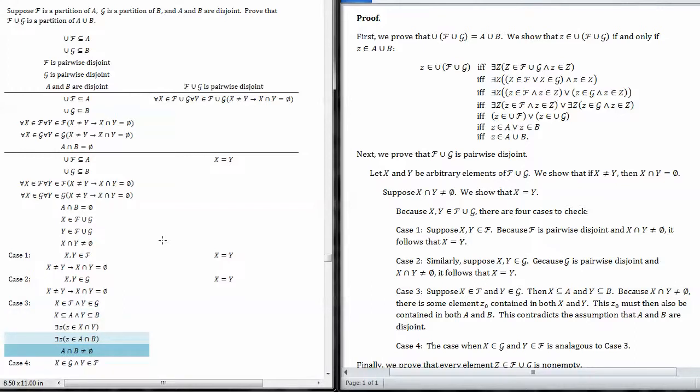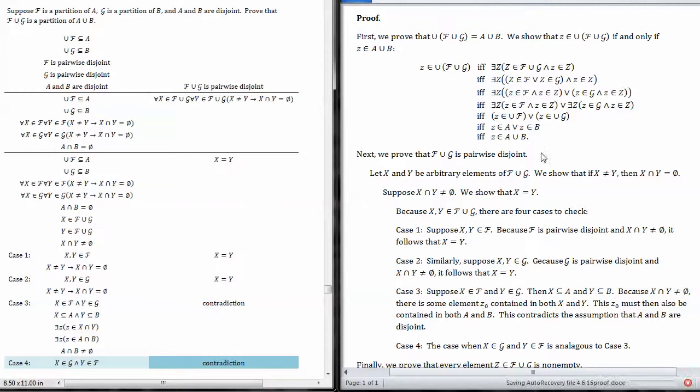And we've found something in the intersection of A and B. That means that A intersect B is non-empty, and that contradicts what we had up here, that they are empty. Right? That was an assumption of the problem. So we have a contradiction in that case. And in case 4, where x and y just swap where they live, now x is in G and y is in F, we get a contradiction in exactly the same way.